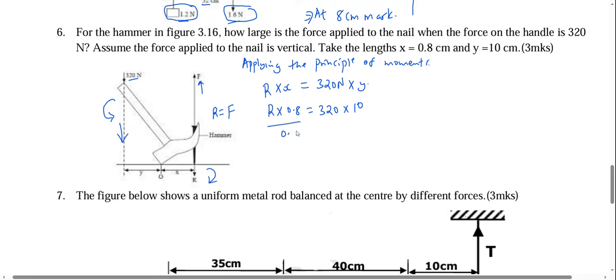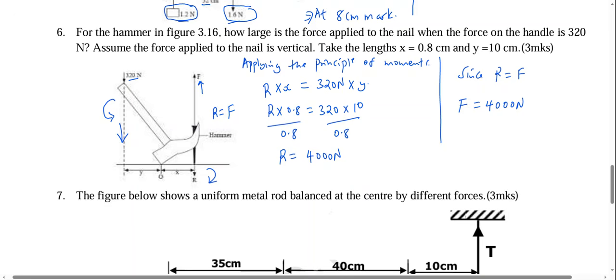So I divide both sides of the equation by 0.8, and I remain with R as 4,000 Newton. Since R is equal to F, therefore F will be 4,000 Newton.